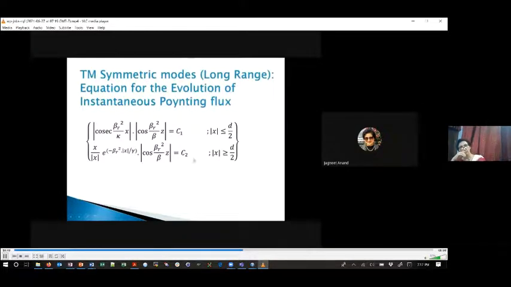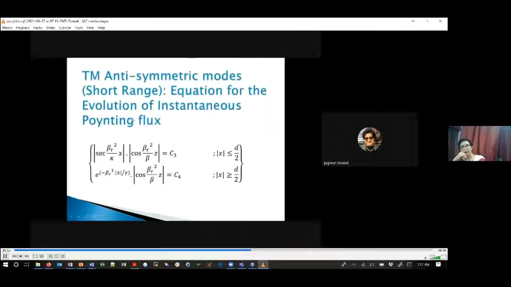So C1 and C2 here are the complex constants whose absolute values give the strength of the instantaneous Poynting vector at any point x and z of the waveguide. So this is the expression inside the metal, and this is the expression in the cladding dielectric regions. The expressions for antisymmetric modes are like this. Again, C3 and C4 are the complex constants whose absolute values give the strength of the instantaneous Poynting vector at any position x and z.